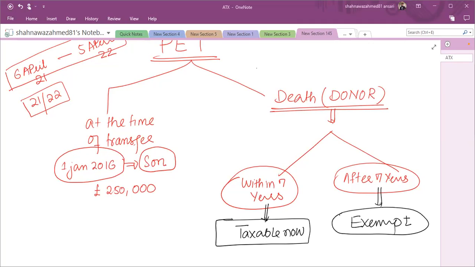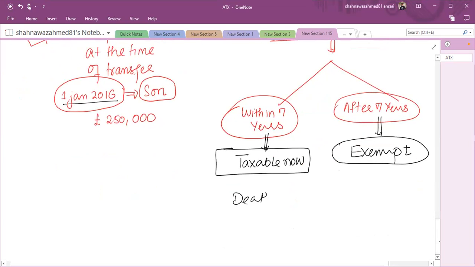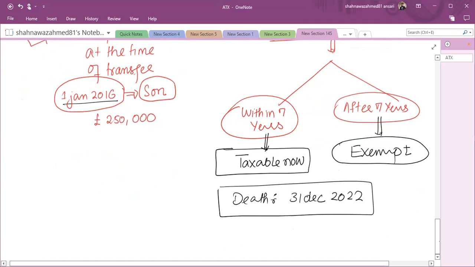Now, suppose, for example, the transfer date is 1st January 2016. Now, you will ask, what is the date of death? Suppose that person's death is 31st December 2022. Now, identify the time. From 2016 till 2022, it's 16, 17, 18, 19, 20, 21, and 22, within 7 years. So if the donor dies within 7 years, meaning 7 years or less, this particular gift is taxable.